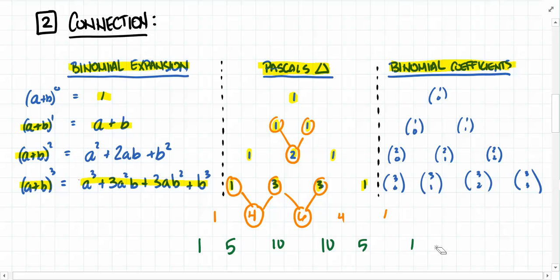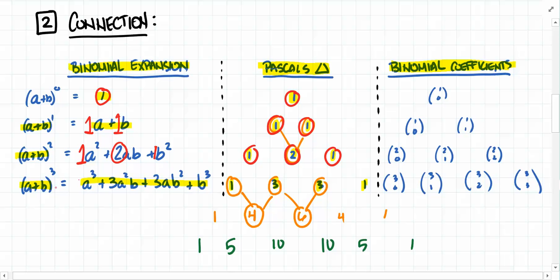Okay? Well, here's the cool thing. Hopefully you guys are seeing this connection already, right? So notice that this is the number 1, and then of course that's the number 1. Well, notice that in front of the a there is a 1, and in front of the b there is a 1, just like there is here and here. In this expansion there's a 1, a 2, and then a 1.